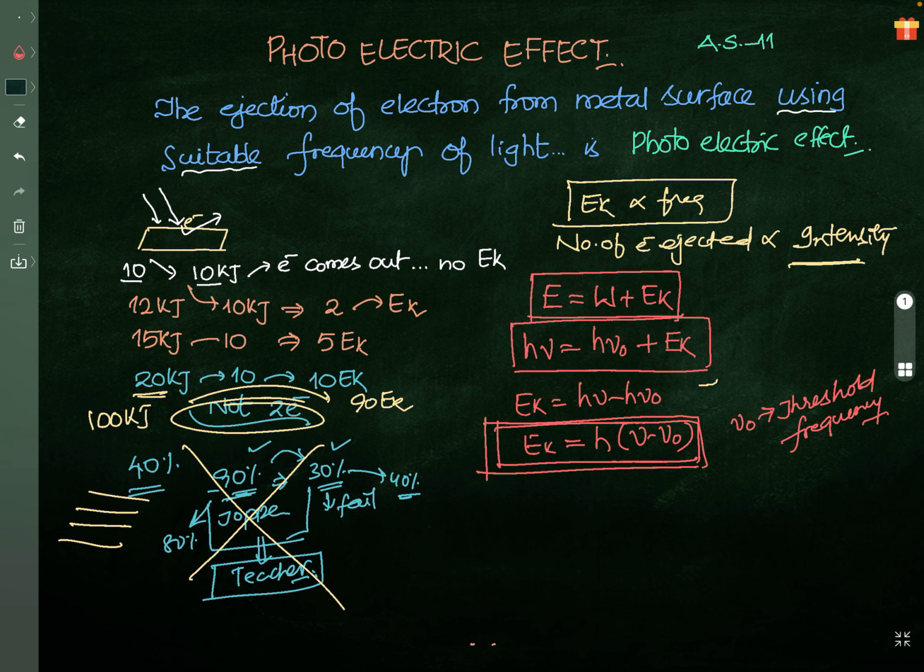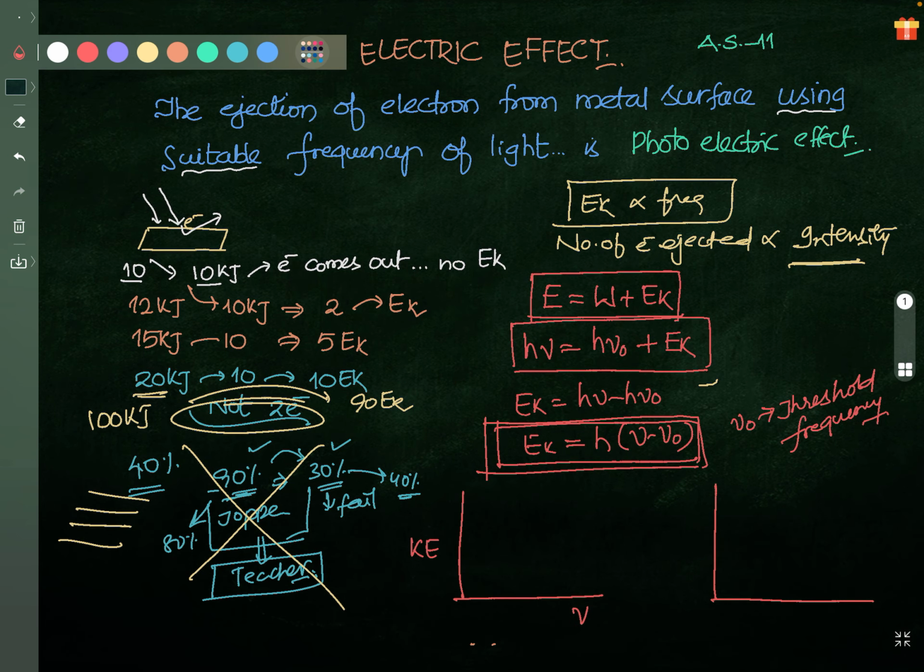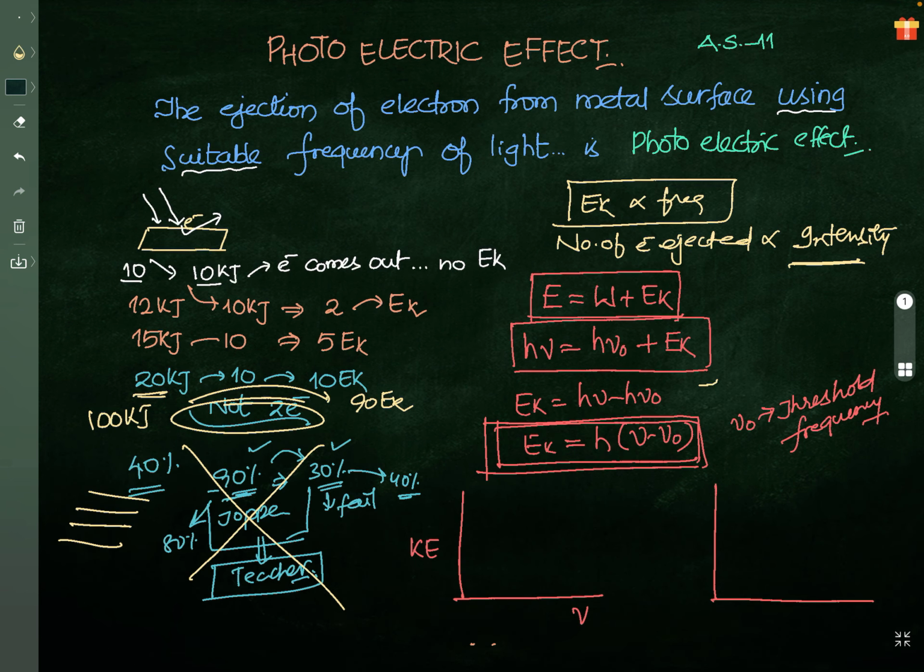Two graphs can be asked here. One is kinetic energy and frequency. When you are taking the kinetic energy frequency graph, it won't start from here, it will start from here. Till this point, the energy is utilized to remove the electron. So you can say this is nu naught, threshold frequency. Then as you are increasing frequency, the kinetic energy will be increasing. Very important graph, you need to remember.